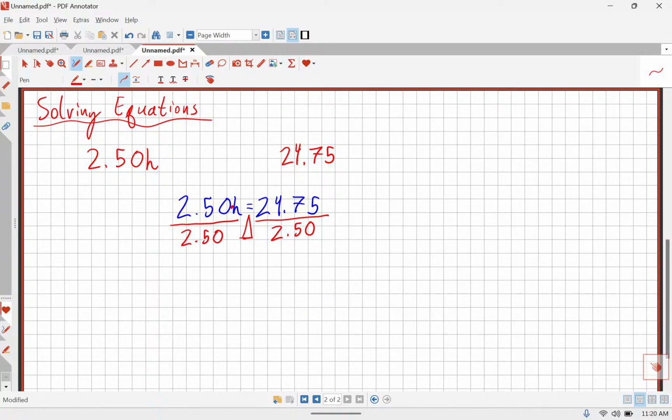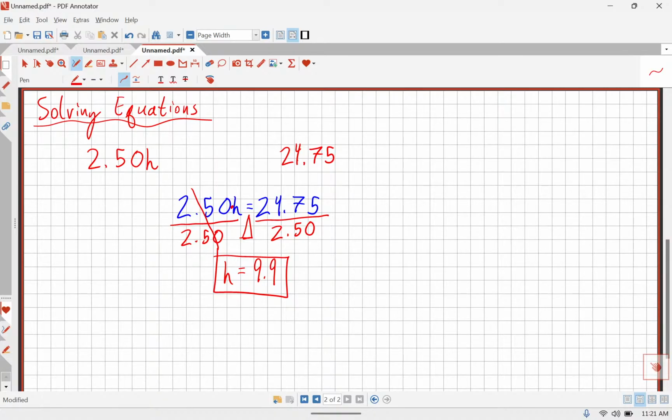Now, the reason that happens, guys, and the reason I keep saying the phrase opposites and balance, is that 2.50 divided by 2.50 is 1. That means that 1h equals 9.9. But what's 1 times anything, everybody? Itself, which is why this is the solution to my equation. H equals 9.9. Solving one-step equations is a level 1 on your skill check when we do that next week.